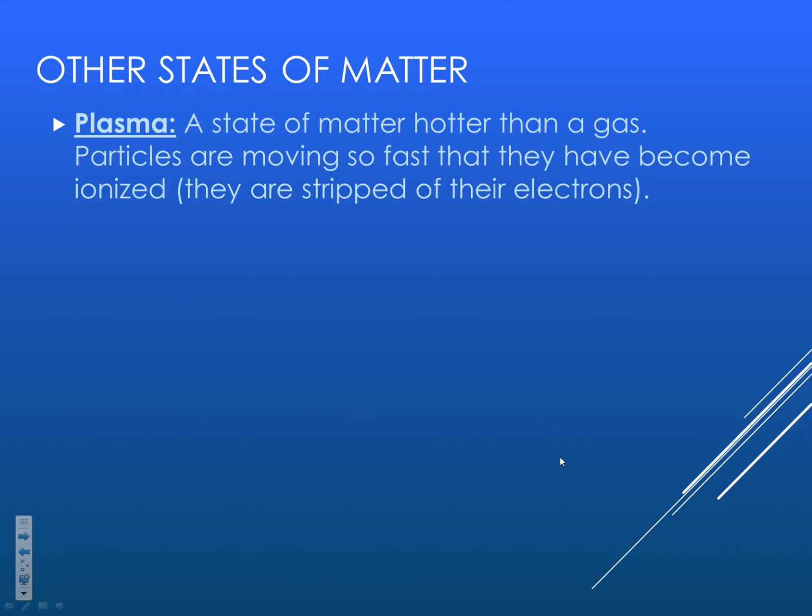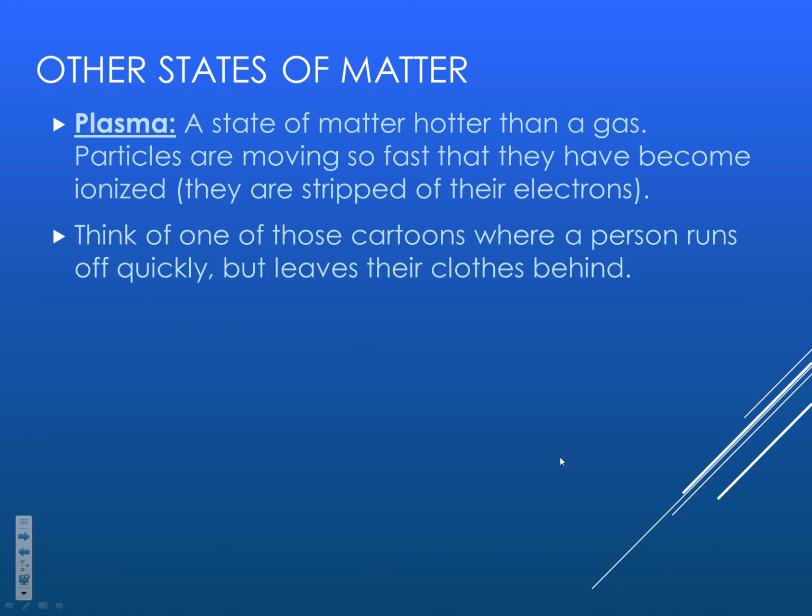Now I'm going to talk about some other states of matter besides the solid, liquid, and gas. The first one that comes to mind is plasma. It's the most common other form of matter here. It's what happens when you heat up a gas and the particles get going even faster, so fast that they leave their electrons behind, and so they become ionized, we say. I think of this like in the cartoons where the characters run away so fast that they leave their clothes or their shoes behind. It's exactly like that. The particles are moving so fast that they're stripped of their electrons and leave them behind.